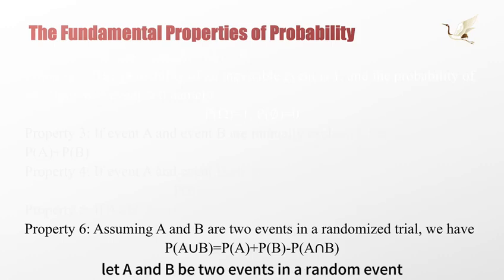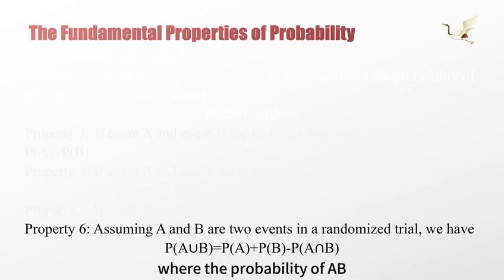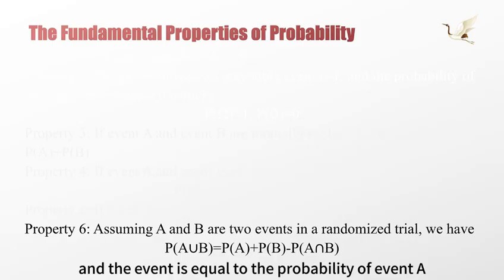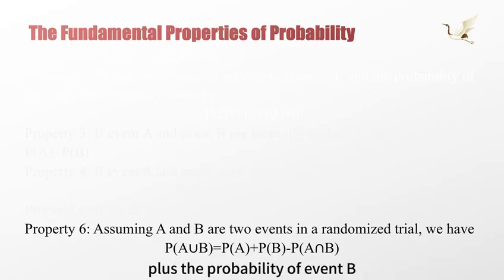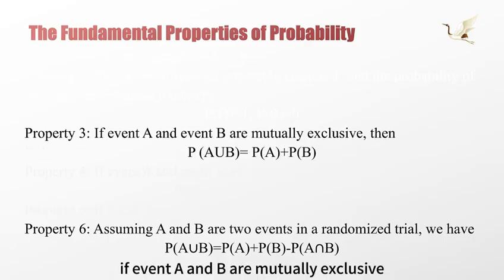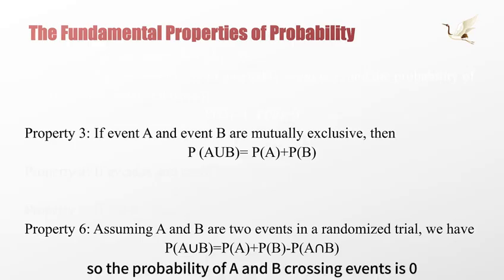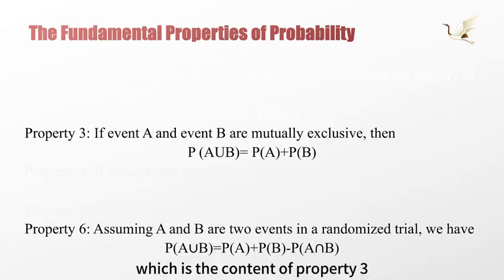Let A and B be 2 events in a random experiment. The probability of the sum of A and B is equal to the probability of event A plus the probability of event B minus the probability of event A intersecting with event B. If events A and B are mutually exclusive, the probability of their intersection is 0, which is the content of property 3. That is to say, property 3 is a special case of property 6.